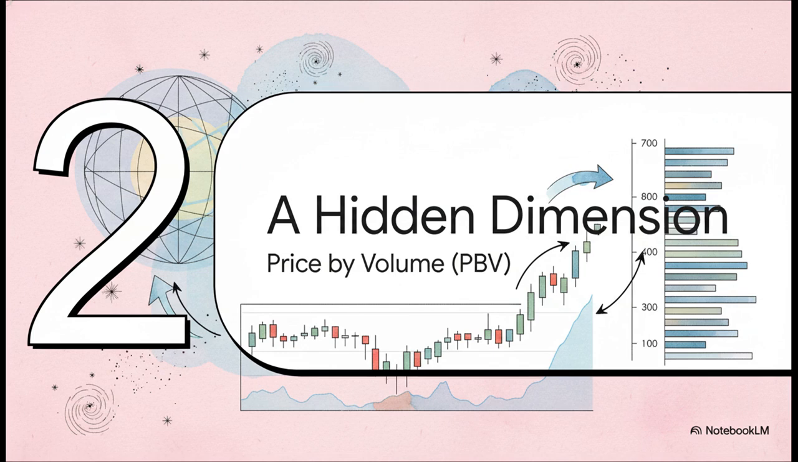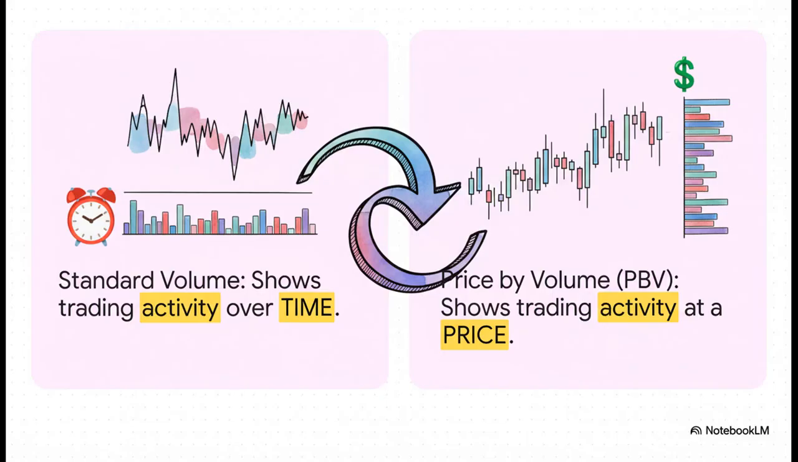So to see that conviction, to really understand the strength of a level, we have to look at the chart in a new way. We need to look at price through the lens of volume. And that, right there, is where price by volume, or PBV, enters the picture. So what's the big difference here? It's actually pretty simple, but it's a total game changer.